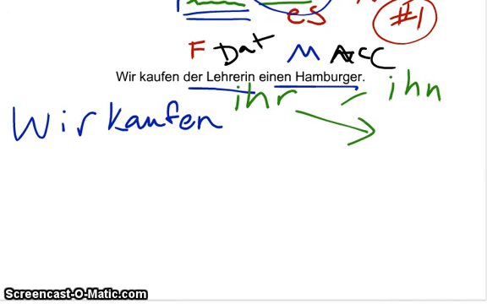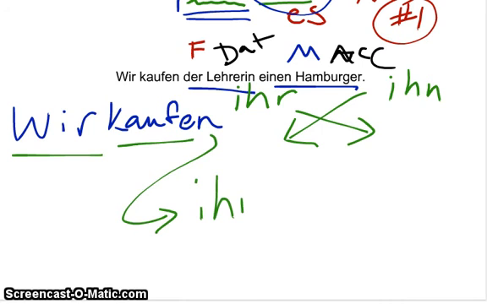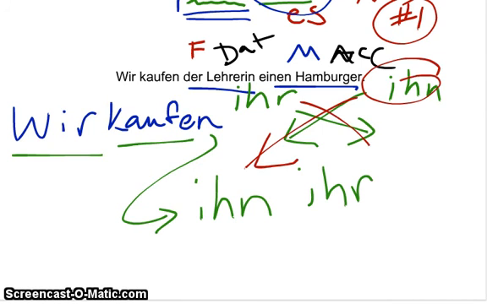The rule is two pronouns, pronoun switch. So we say wir kaufen ihn ihr. Ihn ihr. Two pronouns switch.